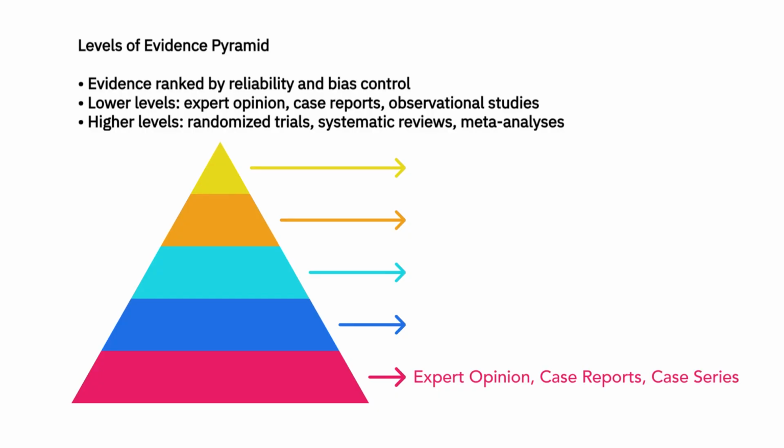Moving up, we encounter observational studies, such as cohort studies and case control studies. These give us real-world insights and can identify associations between risk factors and outcomes. For example, linking smoking to lung cancer started with observational research. However, because these studies don't randomize patients, confounding factors can distort the results.